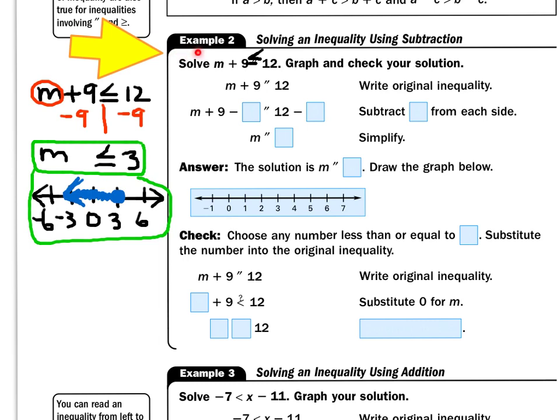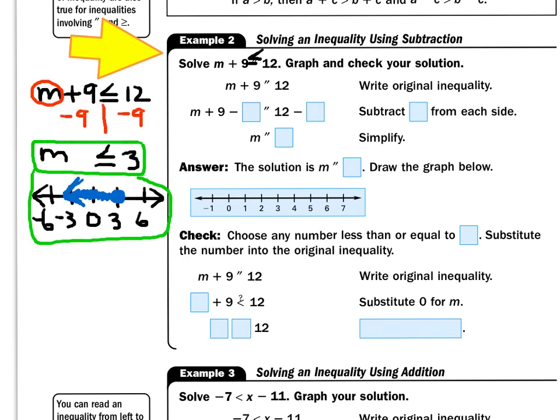Okay, so let's take a look at example 2, solving an inequality using subtraction. They want us to solve m plus 9 is less than or equal to 12. Graph and check your solution. Okay, so first thing we do is write it out. M plus 9 is less than or equal to 12. And then just like we were doing with equations, I want you to use your red, circle the variable, and bring your wall down. And take a look at what's touching the circle, adding 9.